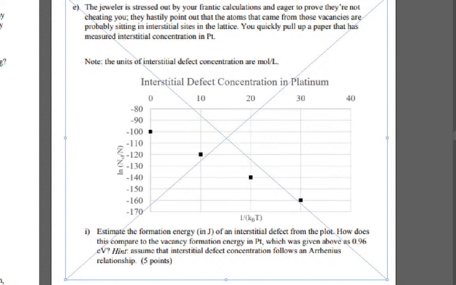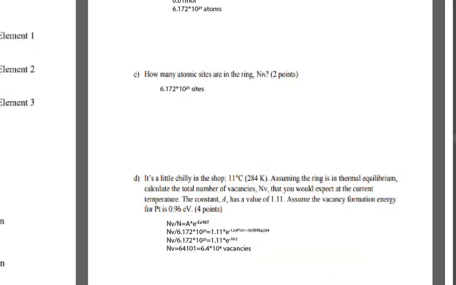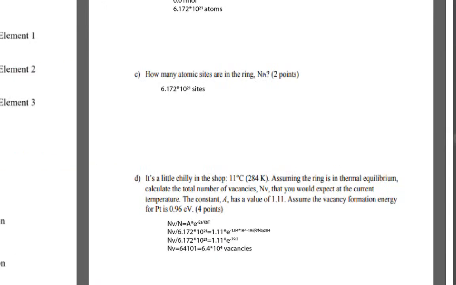Part 1. Estimate the formation energy in joules of an interstitial defect from the plot. How does this compare to the vacancy formation in Pt, which was given above as 0.96 electron volts? Hint: assume that the interstitial defect concentration follows an Arrhenius relationship. That means that we need to use Arrhenius to solve this. And what is Arrhenius, you might ask? Arrhenius is the one that we just used, which is this one here.